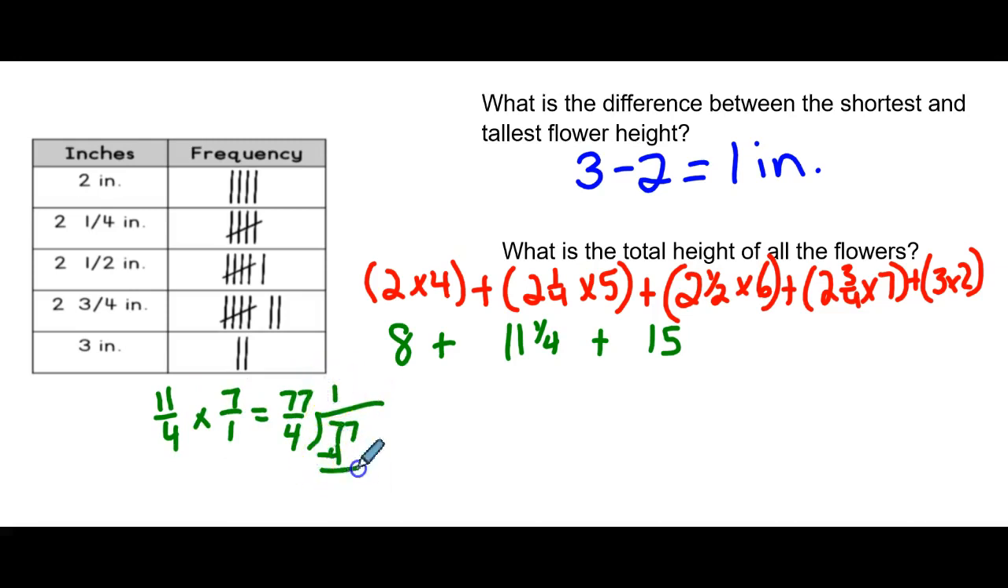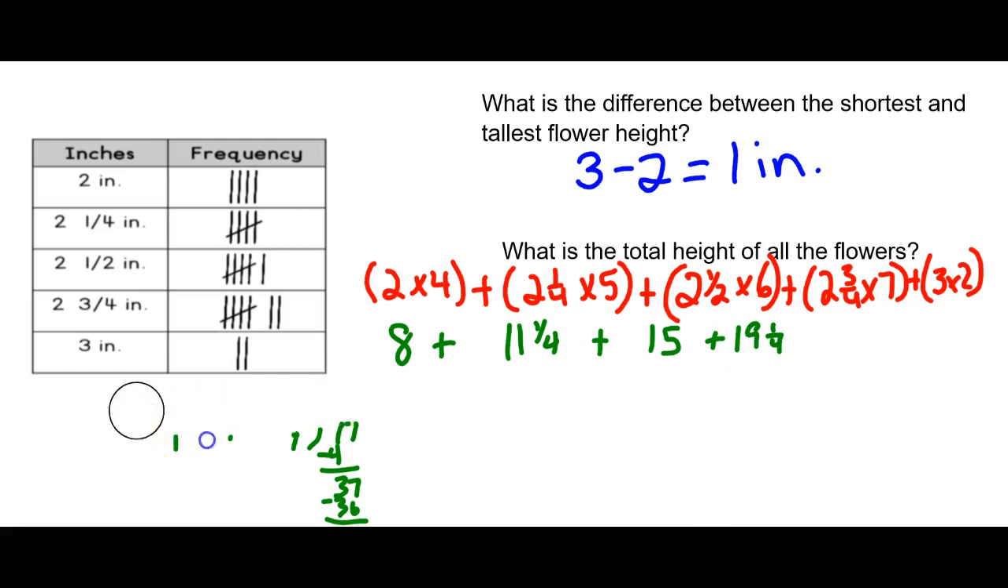So 77/4 is 19 1/4. And then our last value is also whole numbers, so we have 3 times 2, which gives us a total of 6. So now we need to add all of these together.